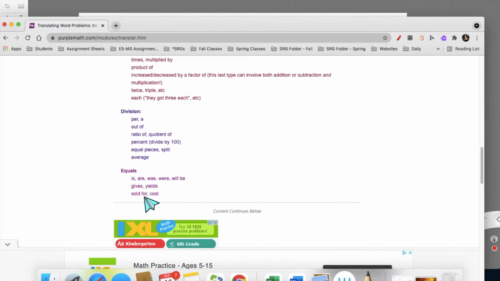And then equals, this one's actually not on that notes page that we were just looking at, but it's an important one. Whenever you see the word is, that means equals. So that's an important one to understand. It's usually the word that is used. They'll usually use either is or the word equals. So definitely want to pay attention to those.